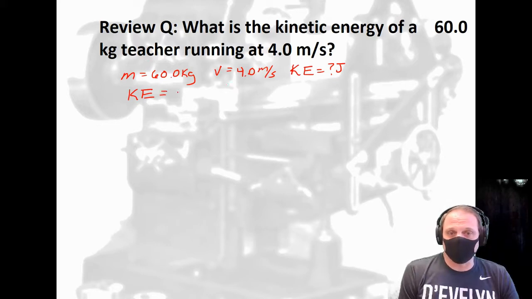And then you say, okay, well, my next step is my formula, 1/2 mv squared. That's another point out of the 5. You don't have to manipulate. You're solving for KE, and so you're good to go there.